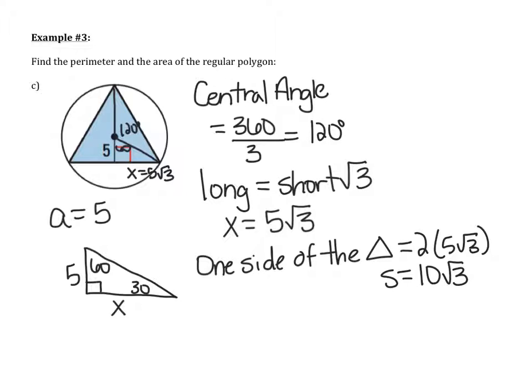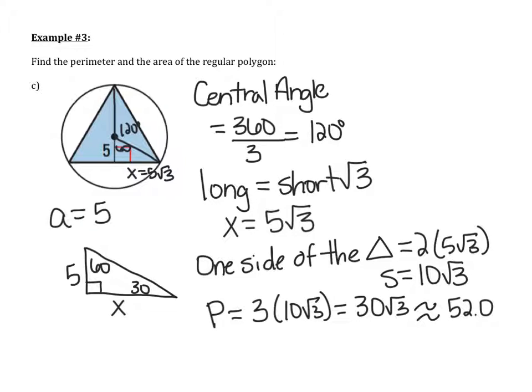So therefore, 2 times 5 is 10, so we would have 10 square root of 3 as one side length of our triangle. So if I'm trying to find the perimeter, I have 3 sides, and each side is 10 square root of 3. So therefore, our exact answer would be 30 square root of 3, or our approximation would be about 52.0 units, and then our area would be 1/2 times the apothem, which was 5, times the perimeter, which I'm just going to keep it as exact as I can until the very end.